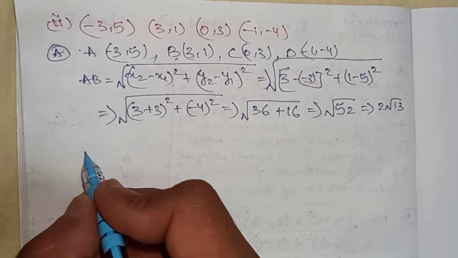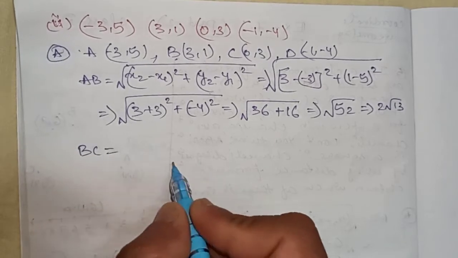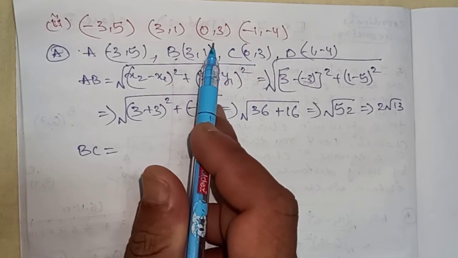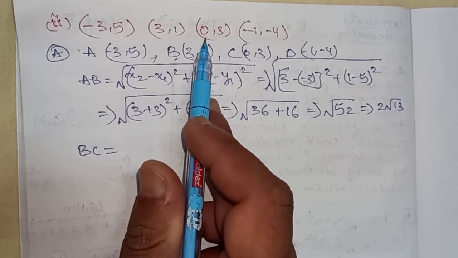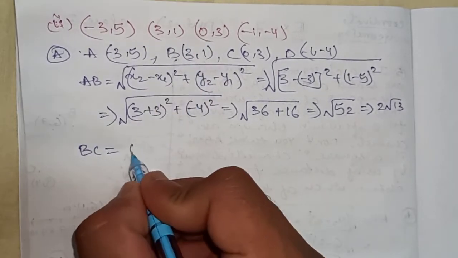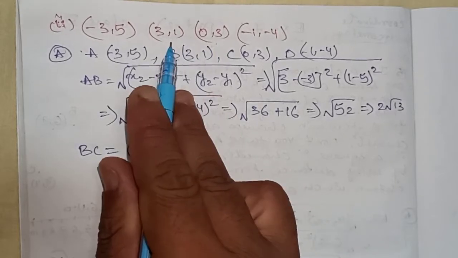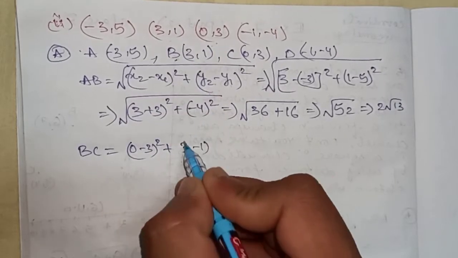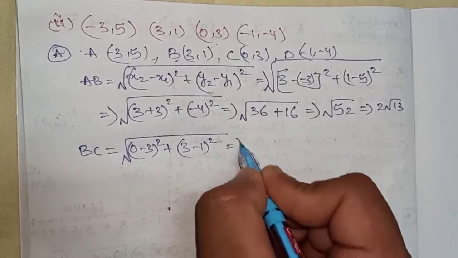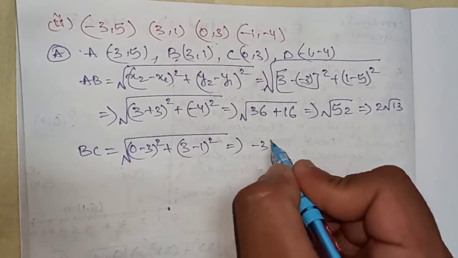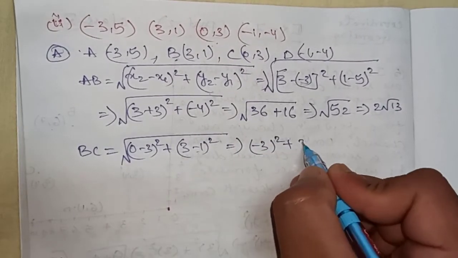Next, now BC. We will use the formula square root of (x2 minus x1) whole square plus (y2 minus y1) whole square. So x2 minus x1 is 0 minus 3, directly we will do whole square, plus 3 minus 1 whole square, under the root. 0 minus 3 is minus 3 square, 3 minus 1 is 2 square.